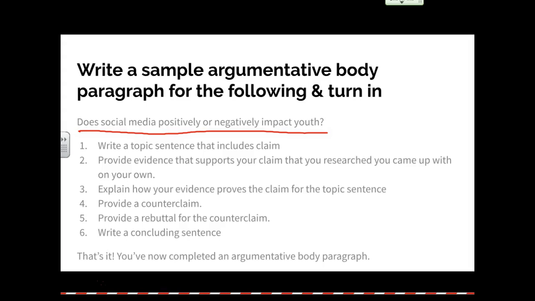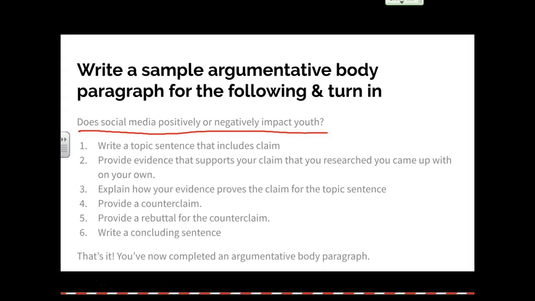Then you guys are going to provide evidence that supports your claim that you researched. You're going to explain how your evidence proves the claim that you say, just like a normal expository paragraph. Provide a counterclaim, provide a rebuttal, and then write a concluding sentence. That's it. That's an argument in a body paragraph.